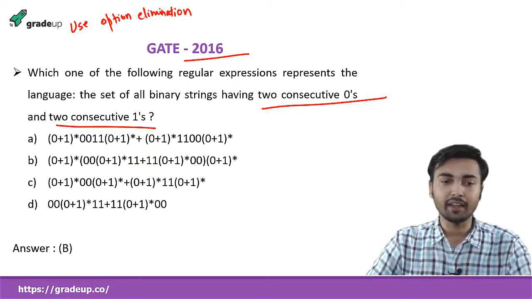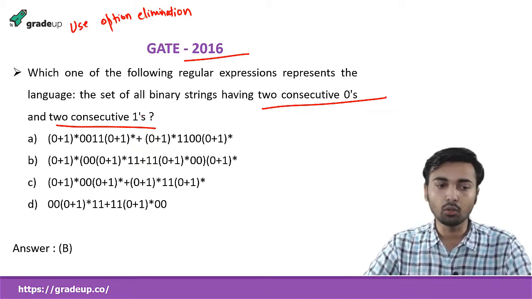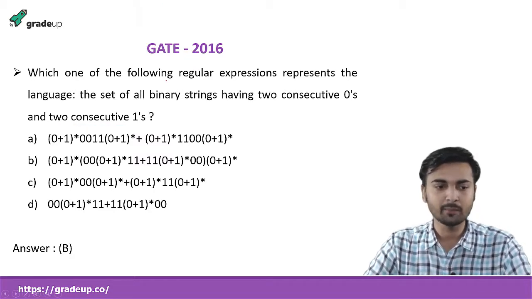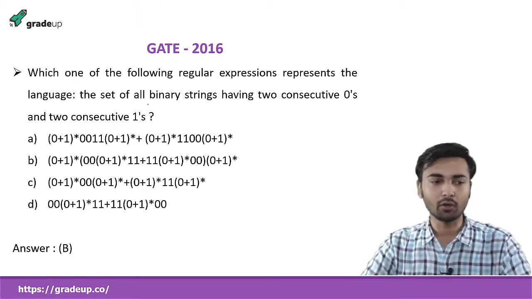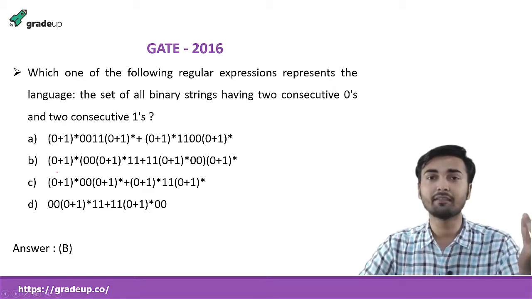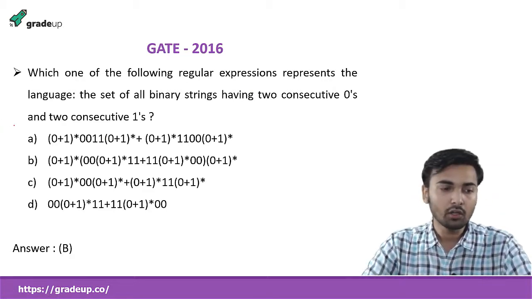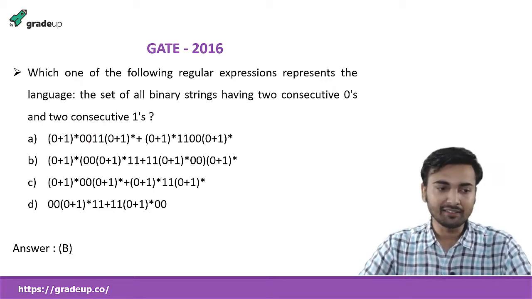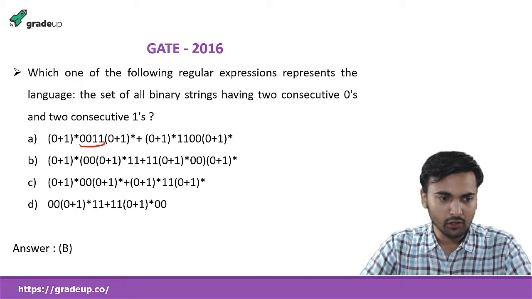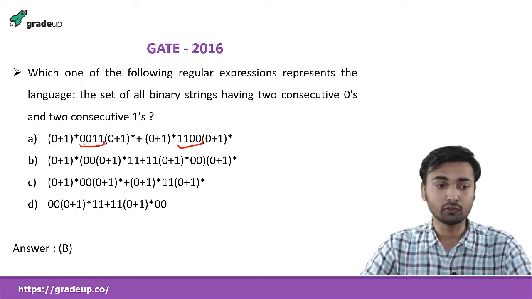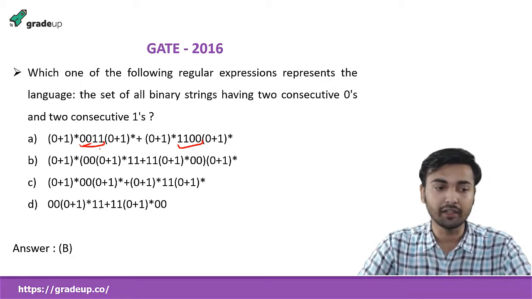It is asking for 2 consecutive zeros and 2 consecutive ones. I am erasing all this now, I don't require these underlines. Try to eliminate the options one by one. Whatever remains will be the answer. So, I am trying option A. It is saying yes to 0011 and 1100. I can take any of these two. Yes, 2 consecutive zeros are there, 2 consecutive ones are there.